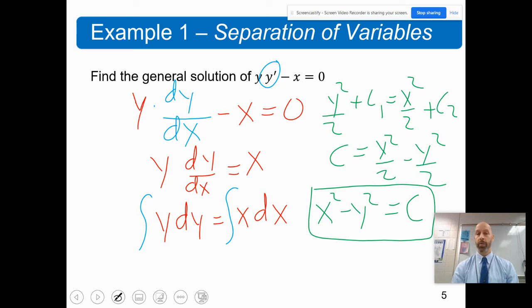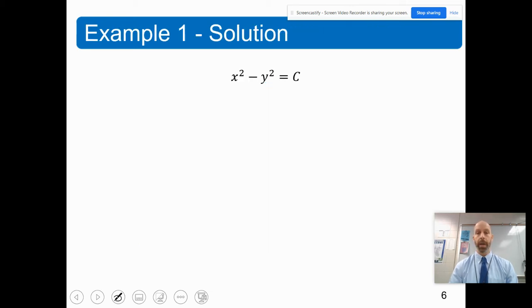That is the general solution for this particular differential equation. So now I'm going to ask you an Algebra 2 pre-calculus question. What kind of curve is that going to generate? So our general solution here is x squared minus y squared equals C.